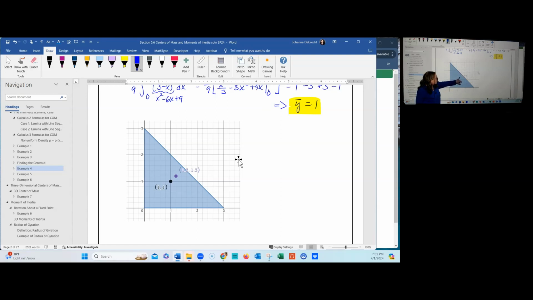And the purple is instead the center of mass, which has been shifted out along that line where x equals y because the density is 8 times x times y. So it's increasing with the same magnitude with respect to x as it is with respect to y.